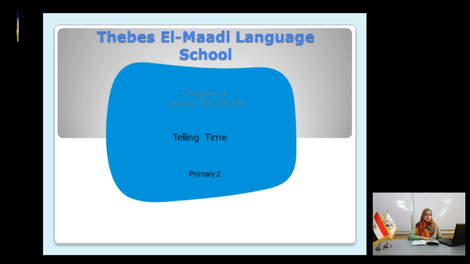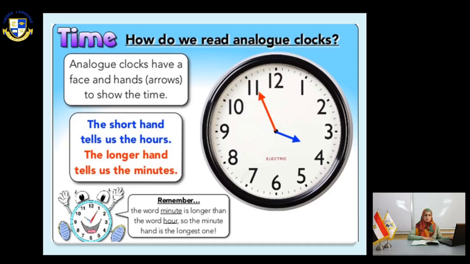How can you read the clock? How can you read the clock to know the time that you can see? We have analog clocks. What is the meaning of analog clocks? It's a clock with two hands. It has two arrows to show the time. The short hand is always for the hours. The long hand is always for the minutes.